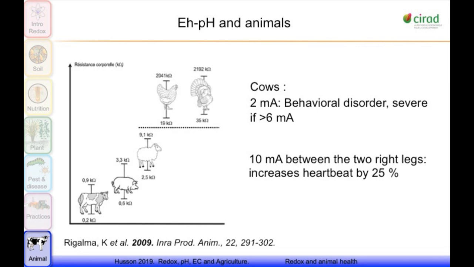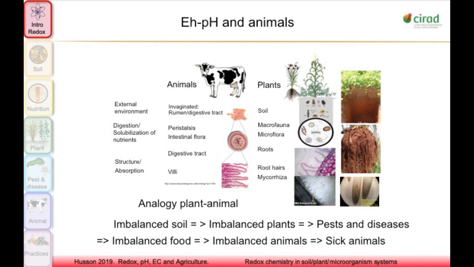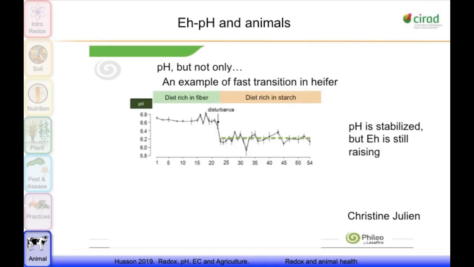It's the same thing. Imbalanced soil makes imbalanced plants, makes pest and disease. Imbalanced food, imbalanced animal, sick animals. It's the same functioning, and if you give poor food to the animals, they have all these kinds of problems. Diet, this is in the rumen, a group in France working on this. Fiber-rich diet, rich in starch, you create acidosis. But pH is rather stable here. But if you look at redox, your cow is getting sicker and sicker and sicker. And then when redox in the rumen, we see it's extremely low, it's minus 200. It's fermentation. It's a transformation of organic matter you won't have anywhere else.